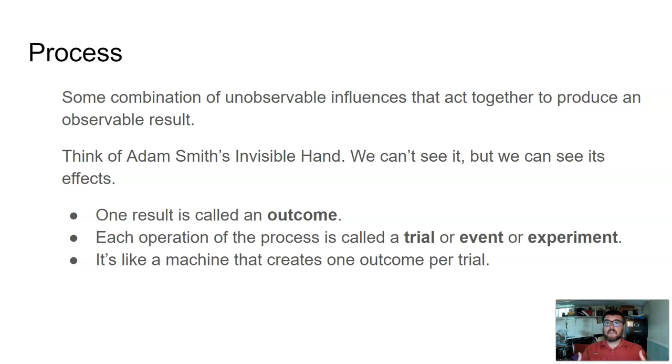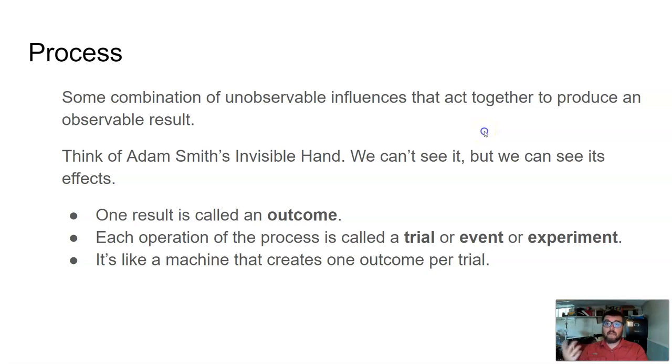And what we call one of those results is an outcome. And each operation of the process could be called a trial, or an event, or an experiment. I typically use the word trial in this course. Depending on the kind of stats you've taken, you might hear the word event or experiment. So I often think of it as a classic black box machine where you pull a lever, there's some noise and stuff, and then boom, out comes an outcome. And it's not, get it, out comes an outcome. I didn't even do that on purpose. So that is what we call a process.